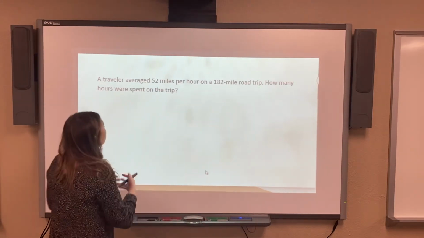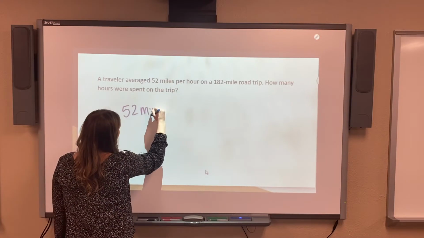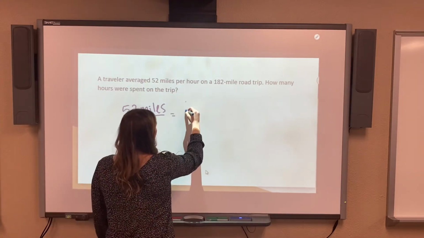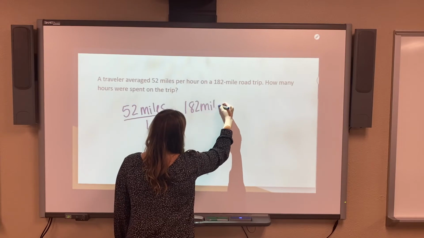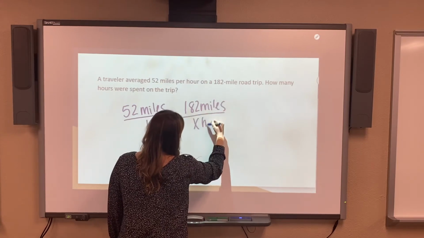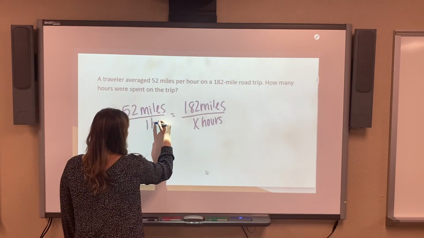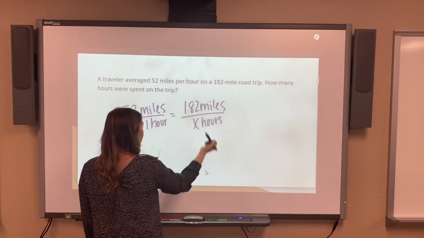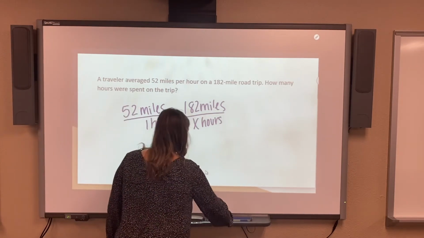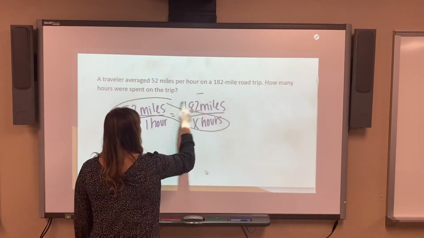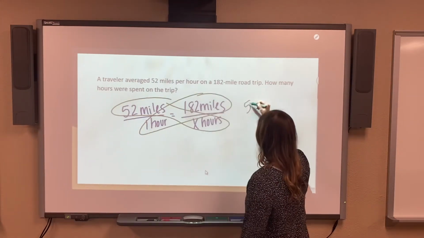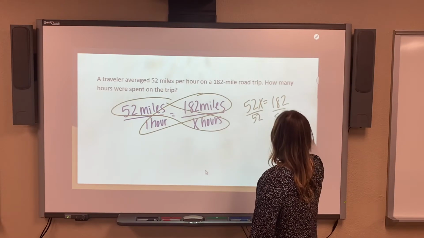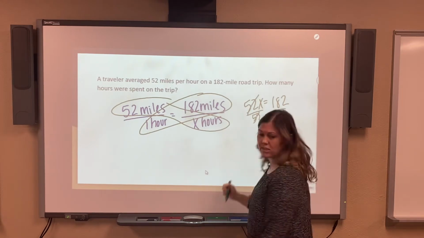If we're traveling 52 miles per 1 hour, we're going to set up a proportion equal to 182 miles, and we're looking for x hours. I need to label this as hours here. So 52 miles for 1 hour is equal to 182 miles for x hours. Then we can cross multiply, and we get 52x is equal to 182. Divide by 52. We get x is equal to, I think it's 3.5.